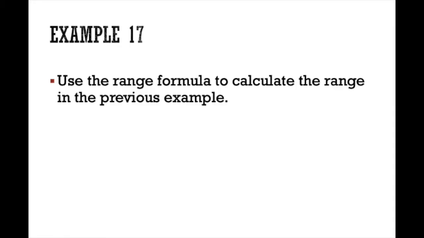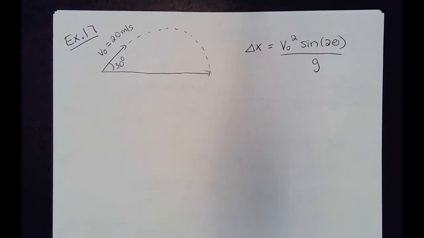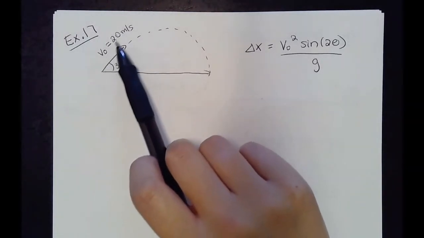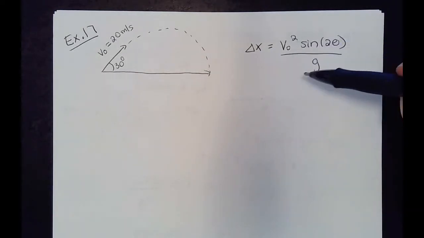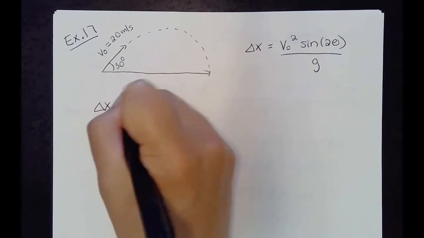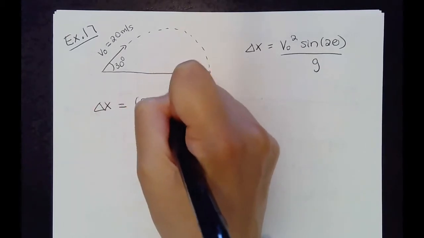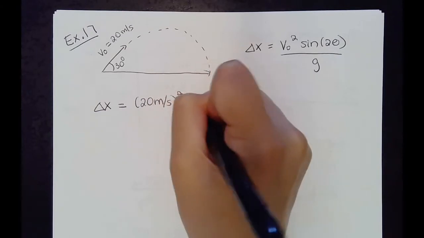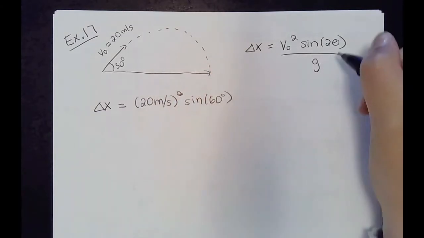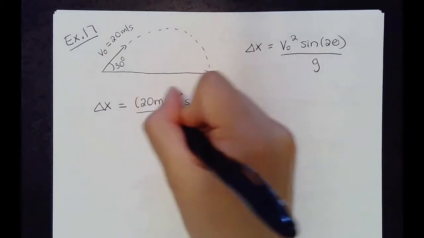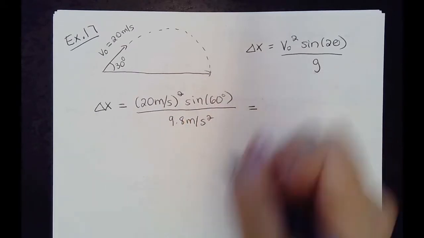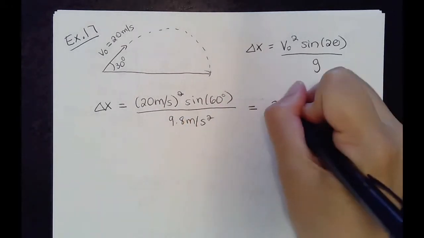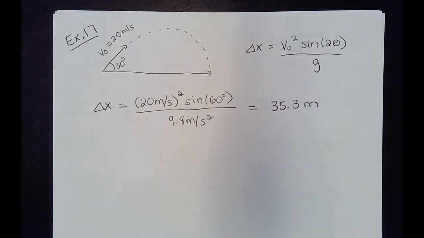Example 17, use the range formula to calculate the range in the previous example. In the previous example, number 16, we had a projectile, a football, that was launched at 20 meters per second at 30 degrees. So now we can skip to this part of calculating the range, which we did in 2 steps previously. So 20 meters per second squared, sine of 60, because it's sine of 2 theta, right? So we do twice 30, and then divided by 9.8 meters per second squared, and you could check, we again get 35.3 for the range.